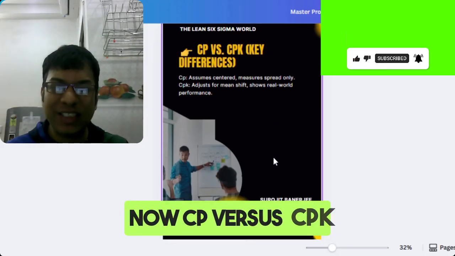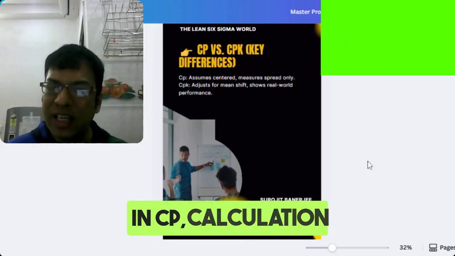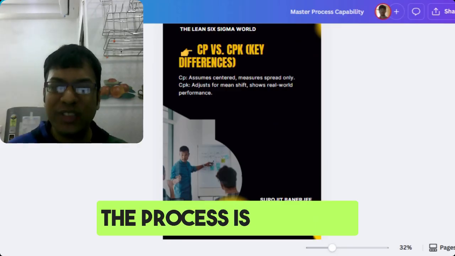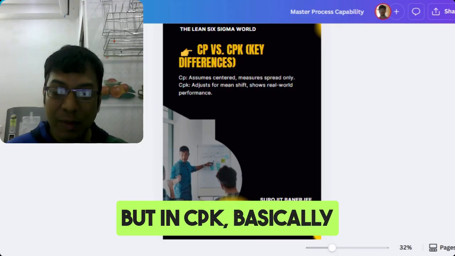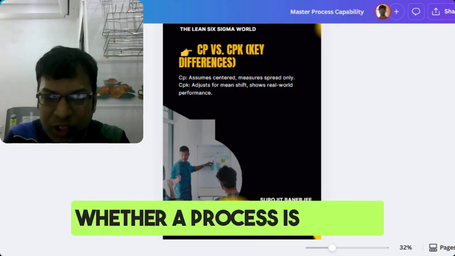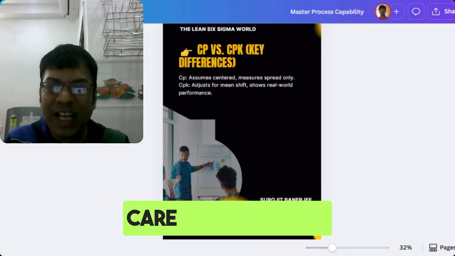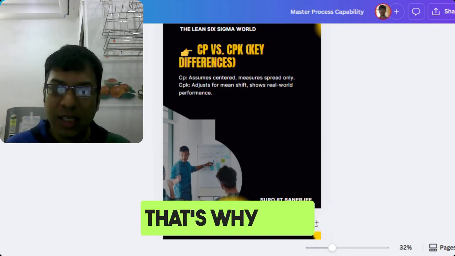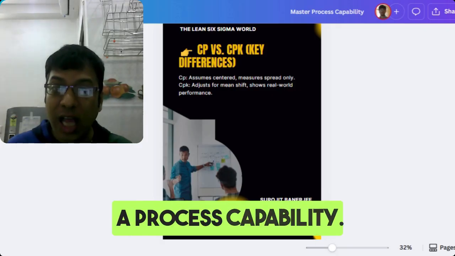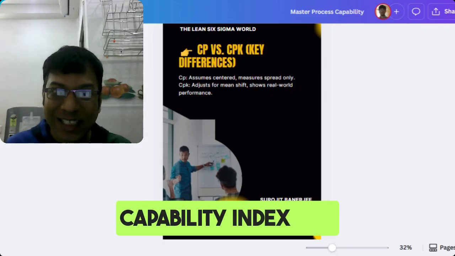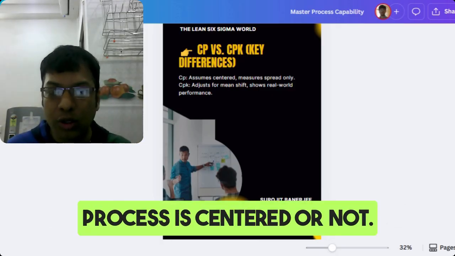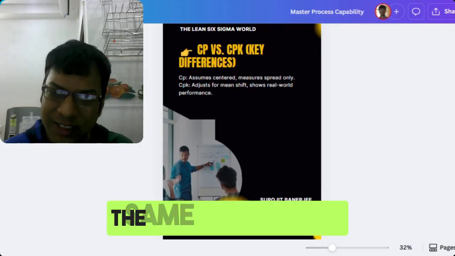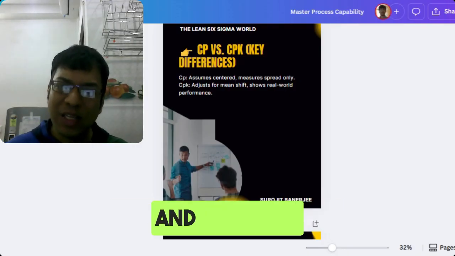Now CP versus CPK, the key difference. In the calculation of CP, we assume the process is centered. But CPK takes care of the shift, whether a process is shifted from the mean or not. That is taken care of by CPK. That's why CP is a process capability, but CPK is a process capability index for confirming whether your process is centered or not. We need to find out the CPK. The same goes for PP and PPK also.